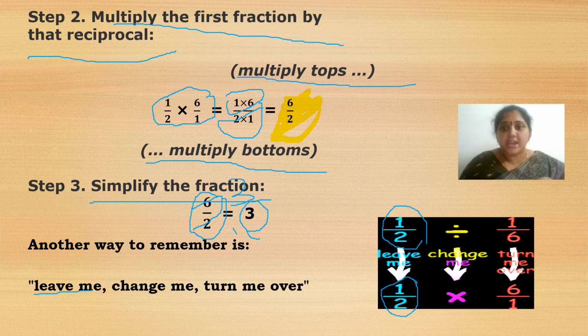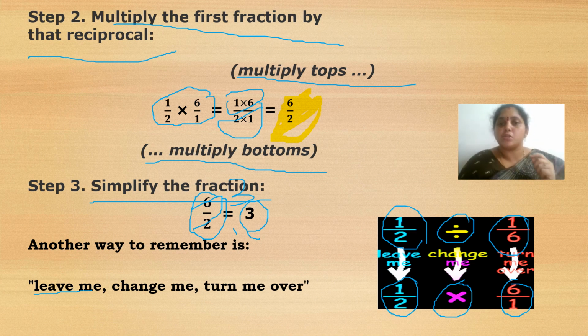Change me means the division symbol changes into multiplication. You have to change it after interchanging the numerator and denominator. Then, turn me over means you have to interchange the numbers. The numerator number will come to the denominator and the denominator number will come to the numerator. Easy to remember: leave me, change me, turn me over.